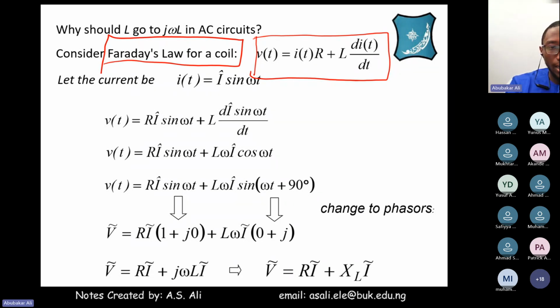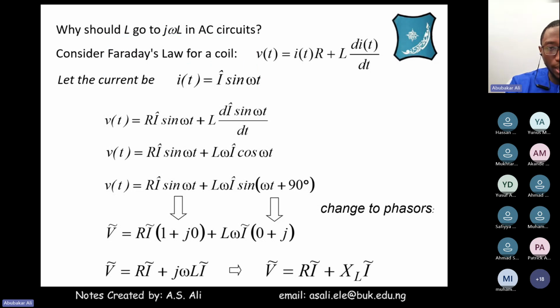So if we say let the current in phasor form become I sin ωt, that means we can replace i with I sin ωt here, and also do that here as well, which will give us what? v(t) equals R I sin ωt plus L d(I sin ωt)/dt.